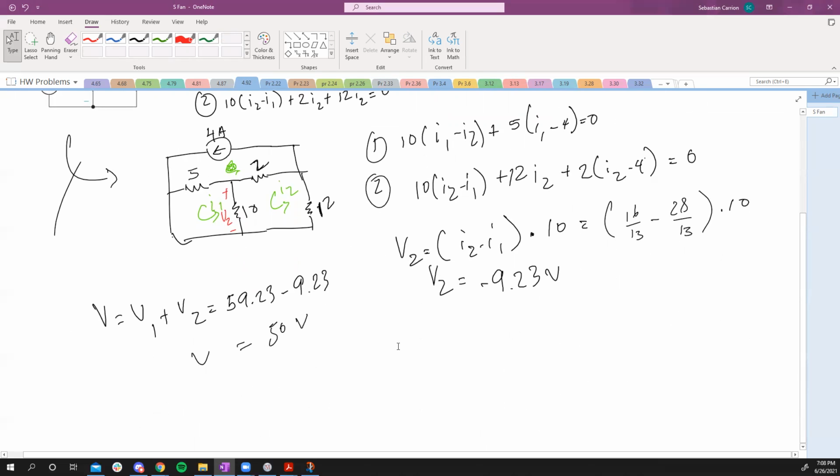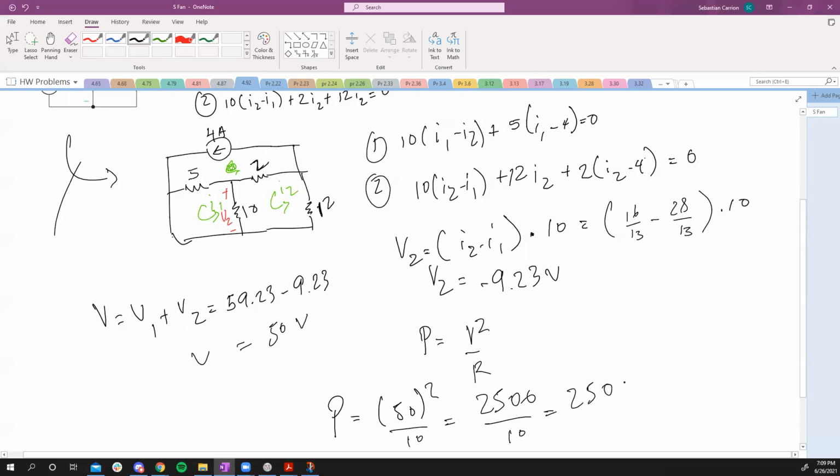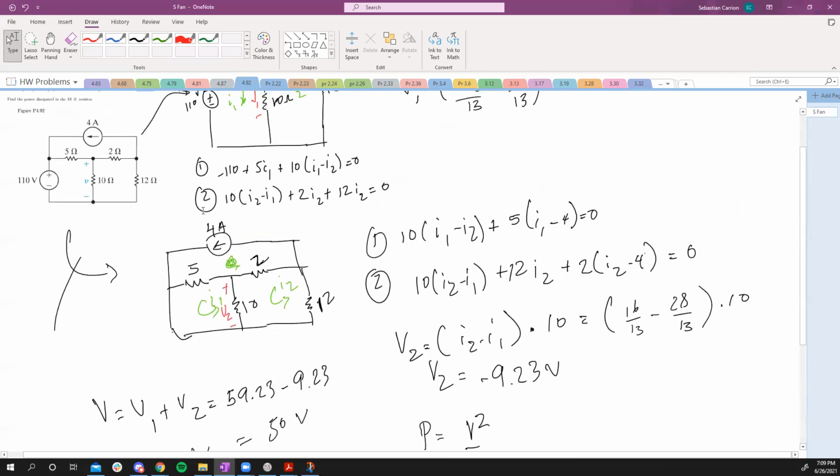Since we know this, and we know the resistance, you play with the power equation, right? You know the voltage. So then the power dissipated across would be 50 squared over 10. And 50 squared is 2,500 over 10. So the power dissipated would be 250 watts. And this would be the solution to the problem.